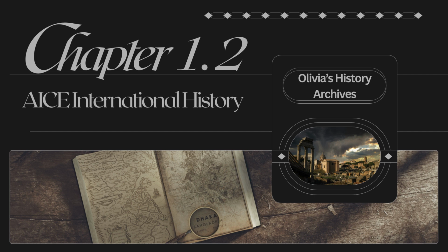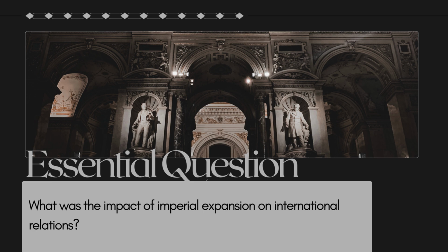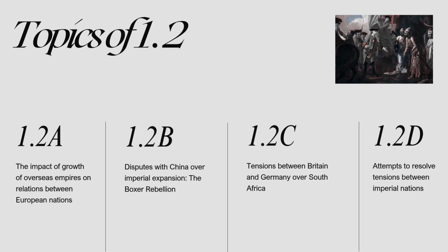And today we're going to be looking at ACE International History's AS level, chapter 1.2. So, the essential question for this chapter is what was the impact of imperial expansion on international relations? Here are all of the mini units within this chapter.